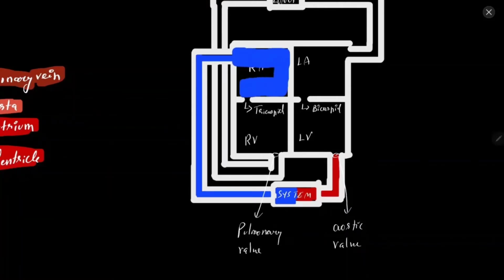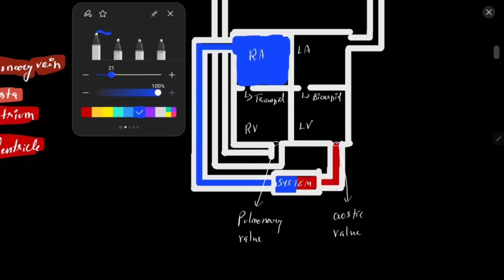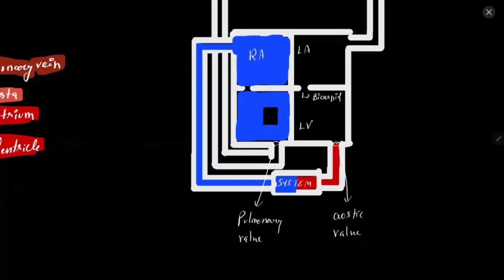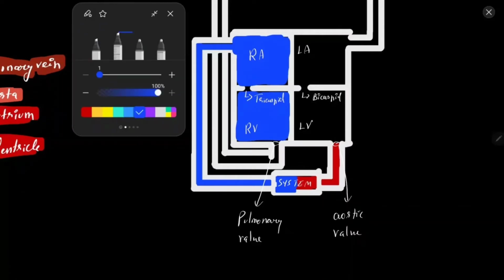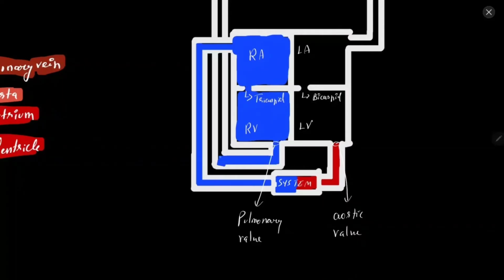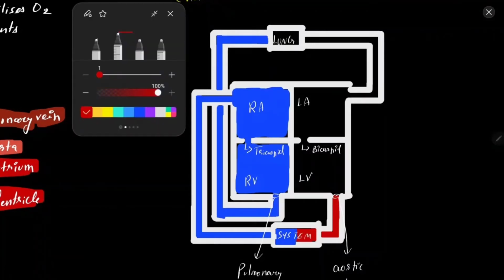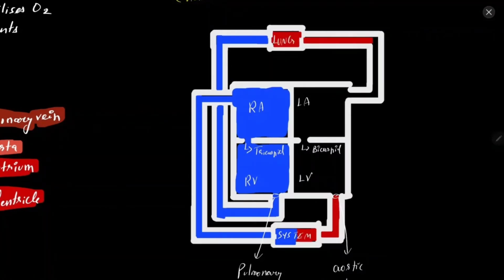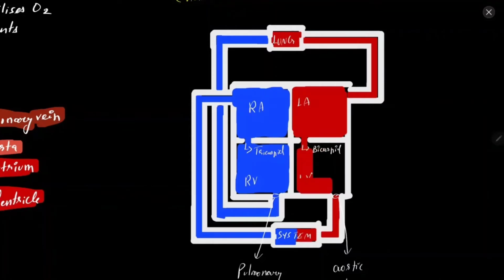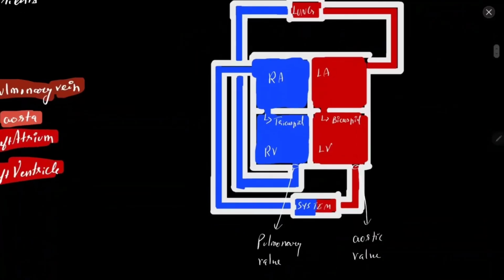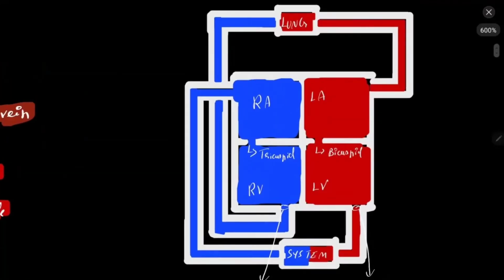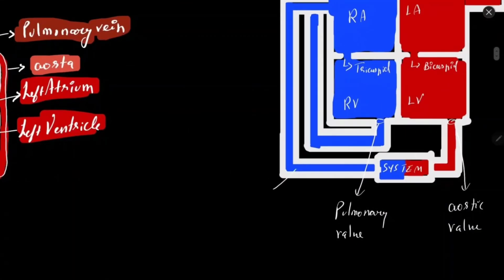The oxygenated blood from left ventricle through aortic valve goes into the system, and through system deoxygenated blood returns to right atrium through superior and inferior vena cava, and from right atrium through tricuspid valve it goes into the right ventricle, and from right ventricle through pulmonary valve it goes to lungs for oxygenation, and after oxygenation it returns to left atrium through pulmonary veins, and through bicuspid valve it goes to left ventricle and then again goes into the system through aortic valve.